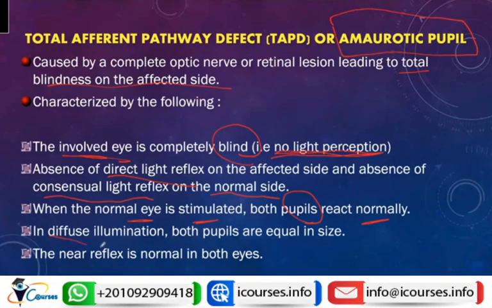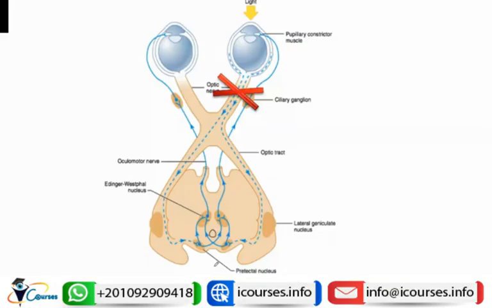If there is diffuse illumination, both pupils are equal in size, so this afferent defect does not cause anisocoria. Again, please bear in mind that afferent pupillary defect does not cause anisocoria, while the near reflex is normal in both eyes. Let's see what it looks like. Let's suppose that there is a complete cutting of the optic nerve, and you are stimulating the right eye with this light.